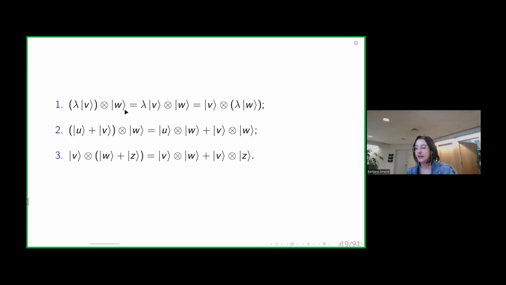And here are the properties that we are posing on the tensor product. So it's basically linearity on each entry. So it's linear in V and also linear in W. Okay.